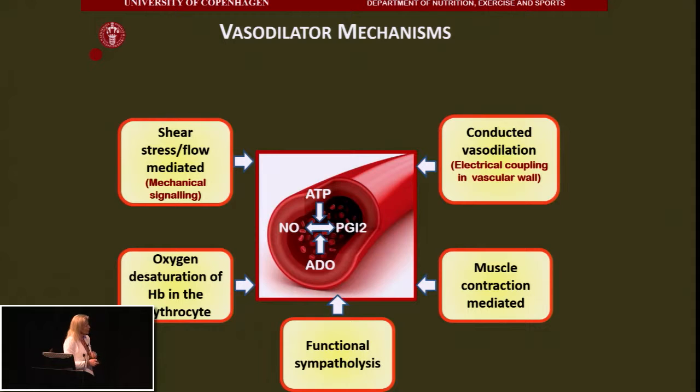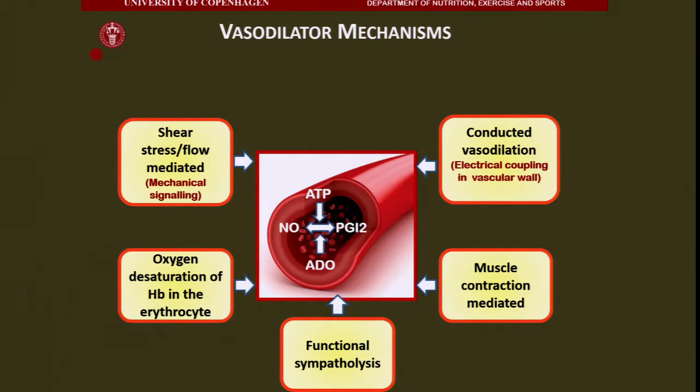Muscle contraction per se induces vasodilation or vasodilator production. We talked about functional sympatholysis. And then we have oxygen desaturation of the hemoglobin molecule in the erythrocytes, which I will come back to.